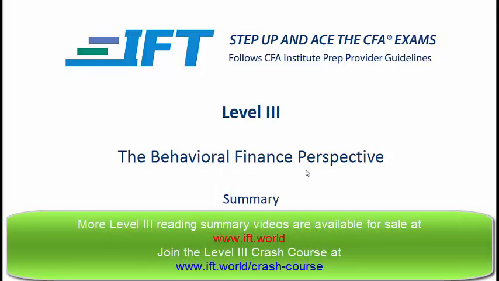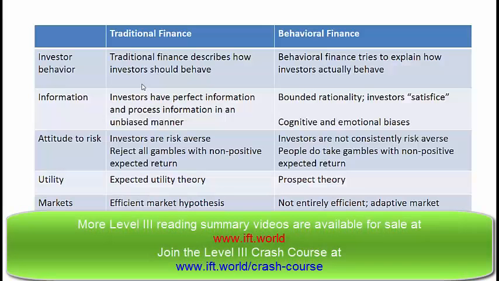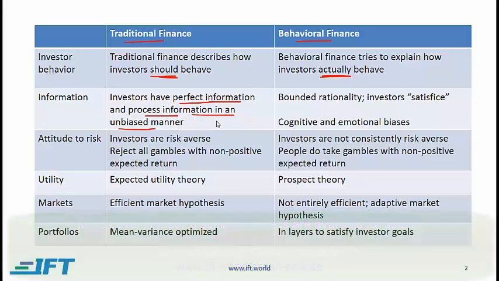The behavioral finance perspective. First, let's quickly understand the difference between traditional finance and behavioral finance. Traditional finance describes how investors should behave, whereas behavioral finance tries to explain how investors actually behave. In traditional finance, investors are assumed to have perfect information, and we also assume that investors process the information in an unbiased manner. So perfect information and almost perfect processing.